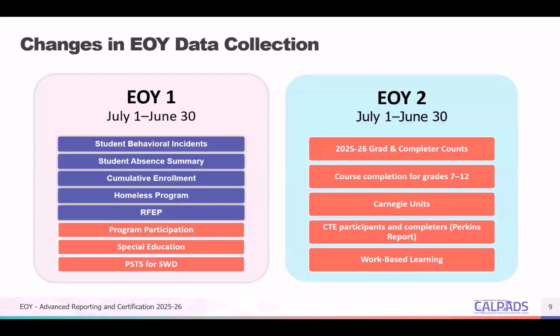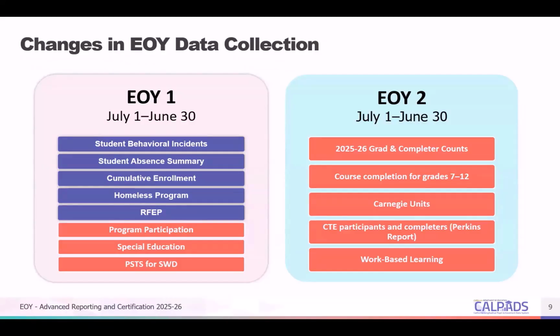And End-of-Year 2 includes the 1-year graduate and completer counts. Again, this was previously submitted in End-of-Year 3, as well as your course completions for grades 7 through 12, the Carnegie units data, and your CTE participants and completers, right? And lastly, the work-based learning indicators is also submitted and certified in End-of-Year 2. So those are your new consolidated End-of-Year submissions and the data that you will be submitting.